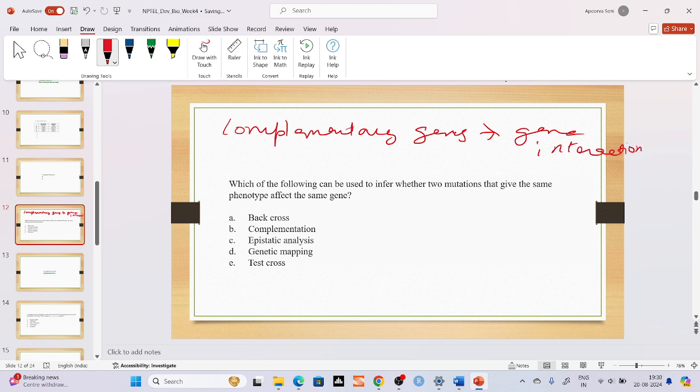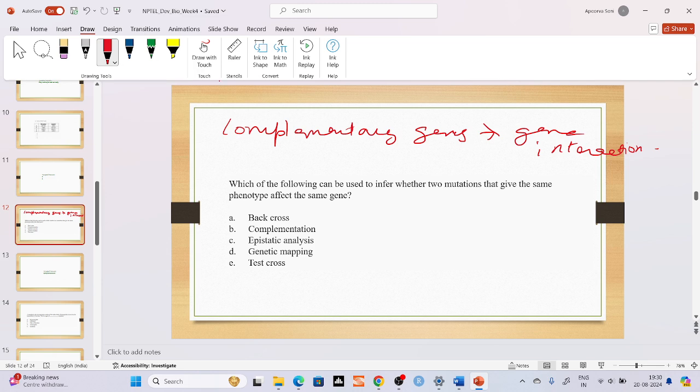Complementation is a kind of gene interaction. So complementary genes, you can take as the genes that help to complete each other to give a visible phenotype. So here the question says, which of the following can be used to infer whether two mutations that give the same phenotype affect the same gene?